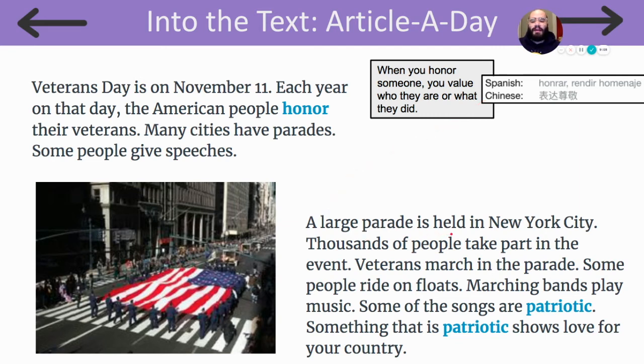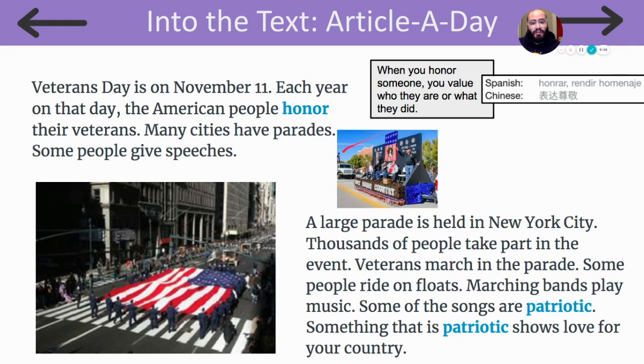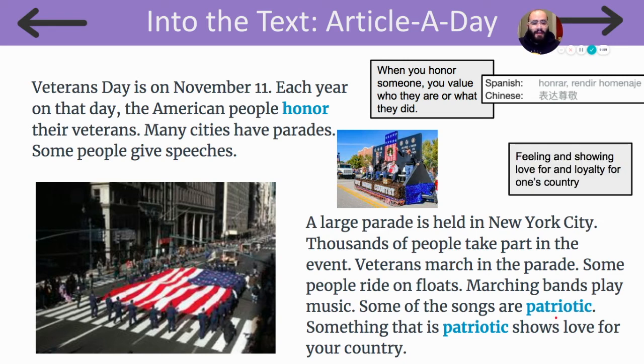A large parade is held in New York City. Thousands of people take part in the event. Here we can see people in New York City in the parade celebrating veterans. Veterans march in the parade. Some people ride on floats. So here are people riding on floats to celebrate Veterans Day. Floats are very decorated, as you can see. Marching bands play music.